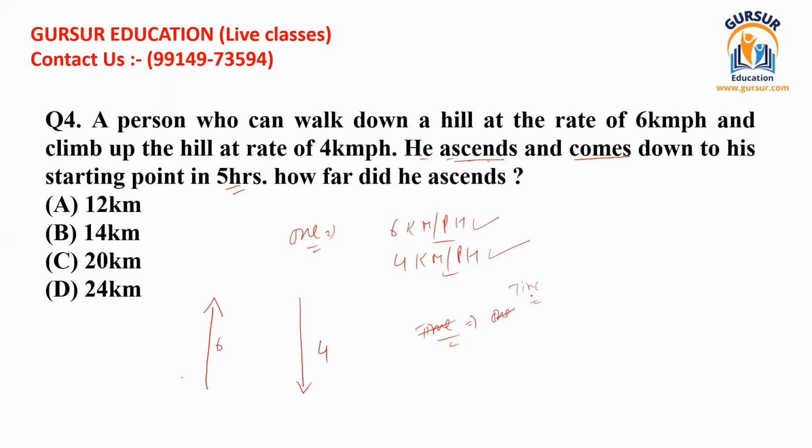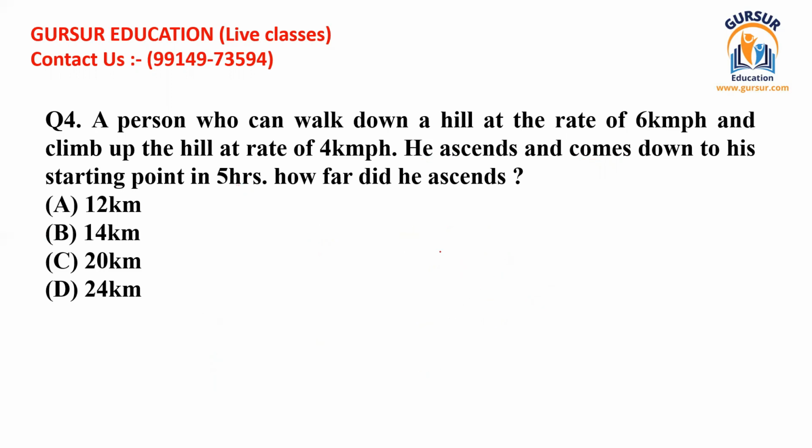So in that kind of situation you should apply the formula of average speed first of all, because time is only one, but the speeds are two. It has been asked how far did he ascend. So that means distance has been asked to us. How far, that means distance. So the question is asking us how much distance he has covered.